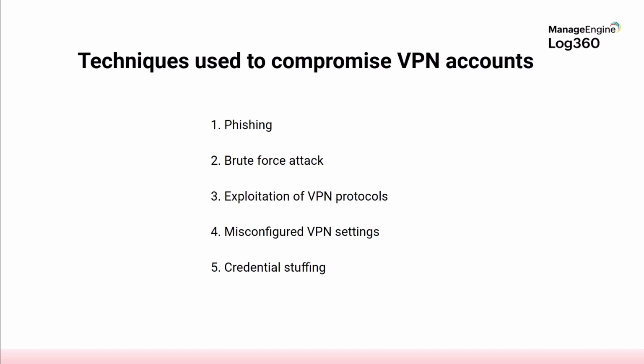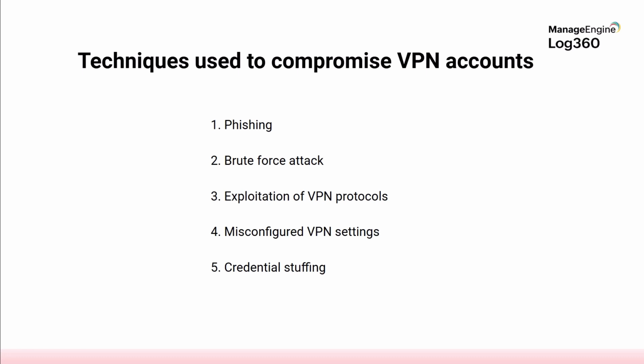Number 4, misconfigured VPN settings. Attackers take advantage of security gaps in VPN configurations such as default passwords or weak encryption settings to gain access to VPN accounts. Number 5, credential stuffing. Attackers use stolen credentials from other data breaches, like usernames and passwords, to gain unauthorized access to VPN accounts.